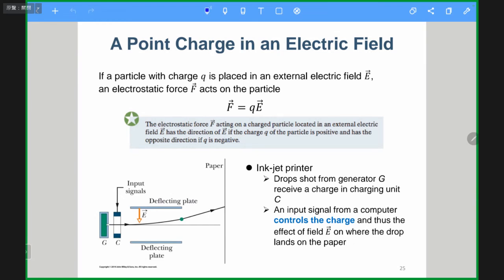Or the definition is the other way around: you define the E field by the electrostatic force acting on this charge. So this is the definition, and then you multiply Q to the other side. So here it means that if you place a charge in the E field, then there will be a force acting on this charge.